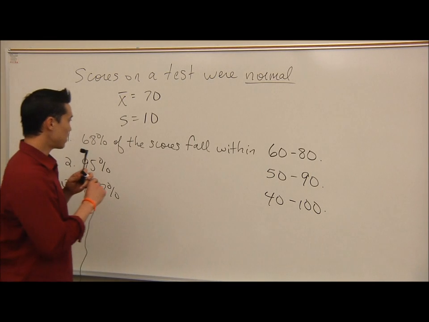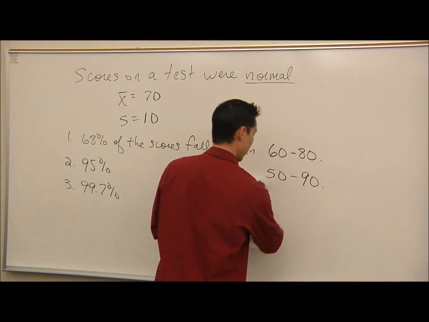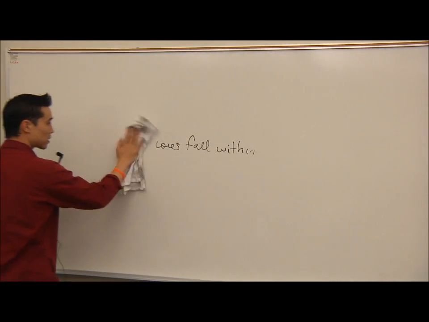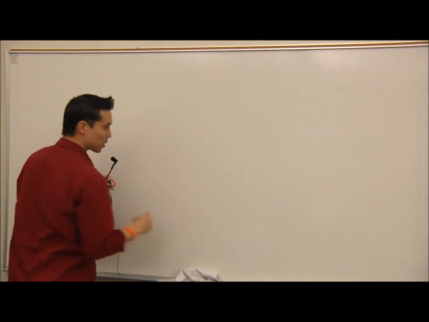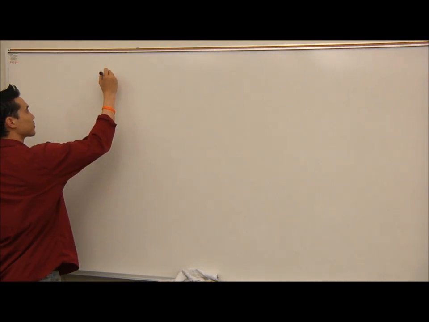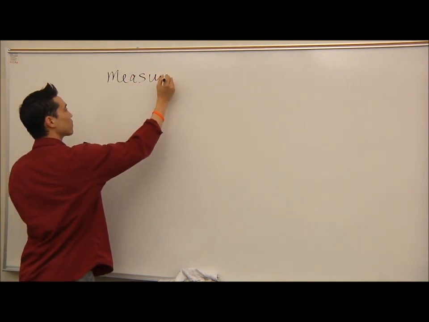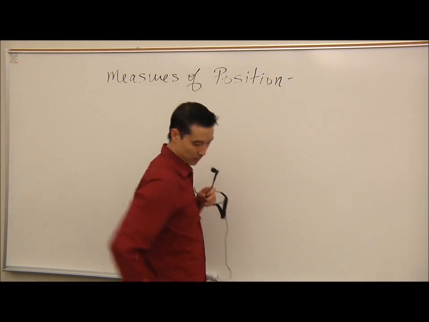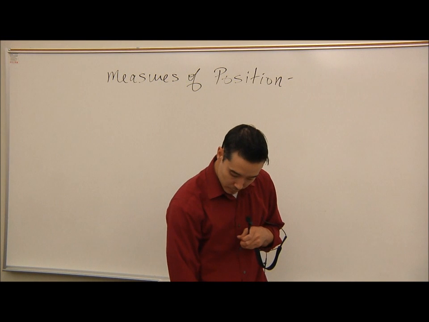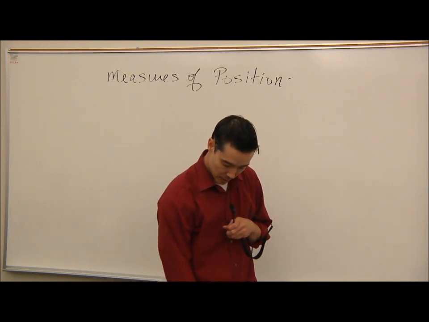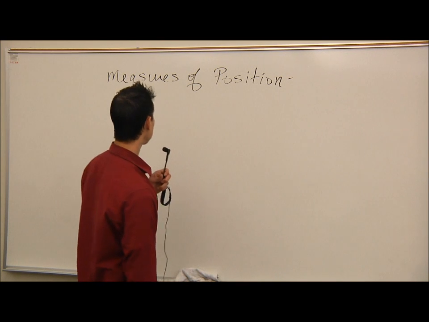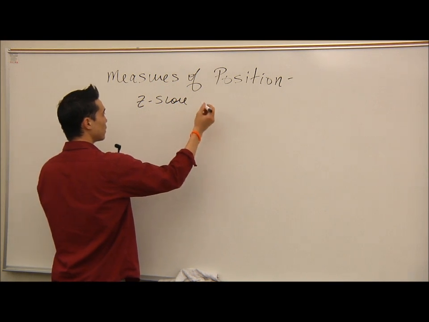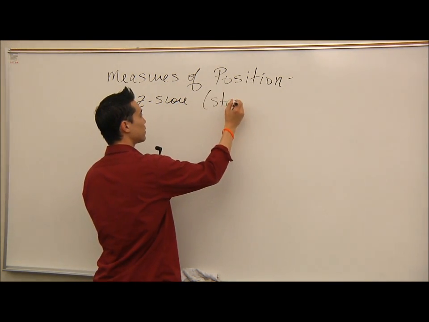Okay, good. I want to kick into the upcoming lecture, which is on measures of position. Since we're talking about this normal rule now, let's talk about one of our first measures of position, and that is what's called the Z-score, also referred to sometimes as a standard score.